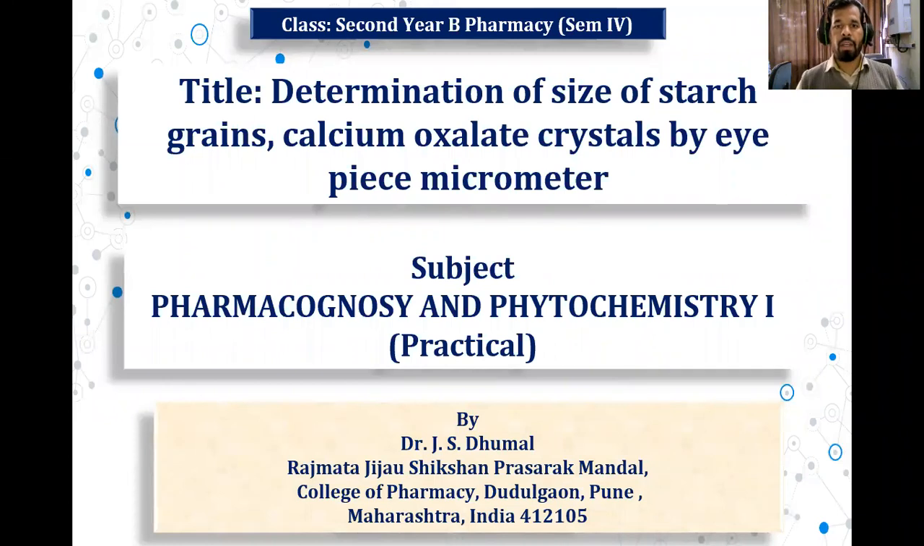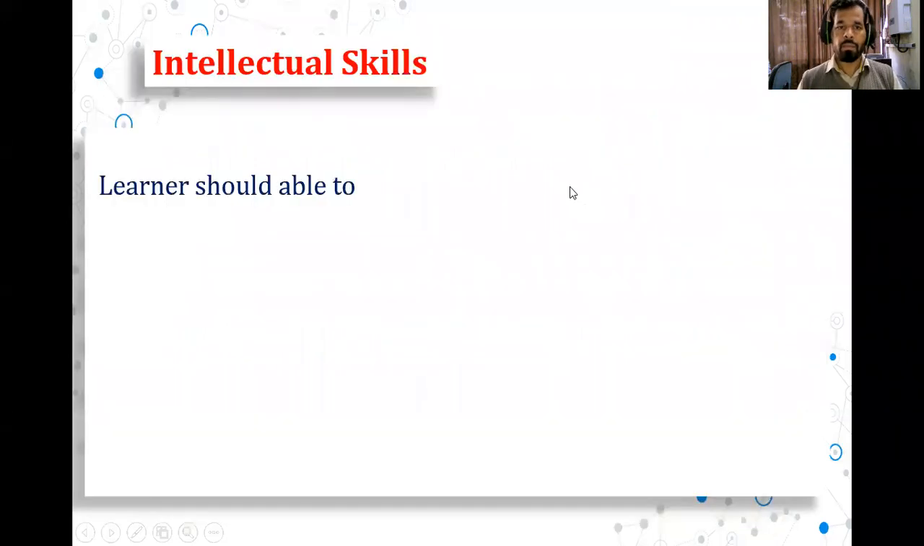Today, we will discuss the determination of the size of starch grains and calcium oxalate crystals by the eyepiece micrometer method. In this session, we will discuss how to determine the size of starch grains and calcium oxalate crystals using an eyepiece micrometer. But before that, we will learn the theoretical part: what is a starch grain, and we will study calcium oxalate crystals. Then we will move on to the procedure to determine the size of the starch grain. So let us start the session.